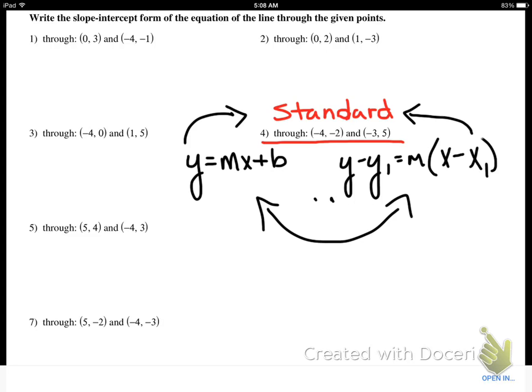Standard form is a form that you use. It's like a presentation form. It's not one you go directly from the data right into. So you have to have a second step, and it's one of these guys. So you tell me, which is it, slope-intercept or is it point-slope?